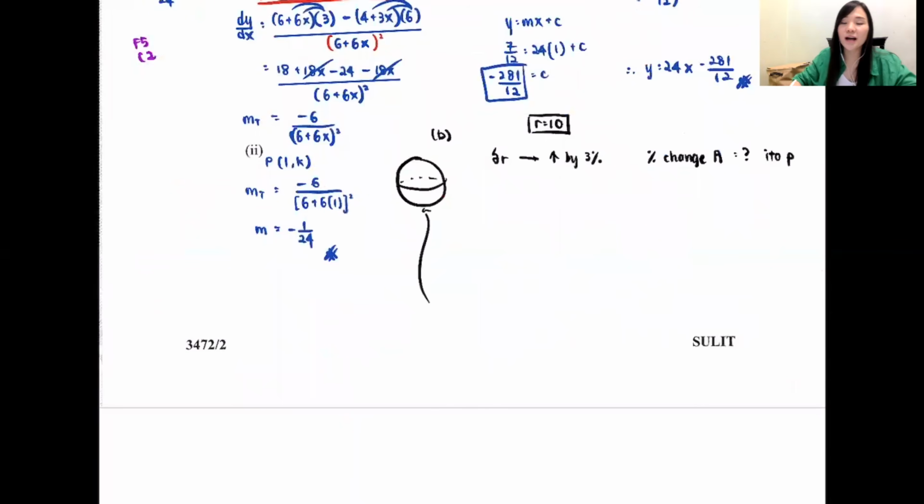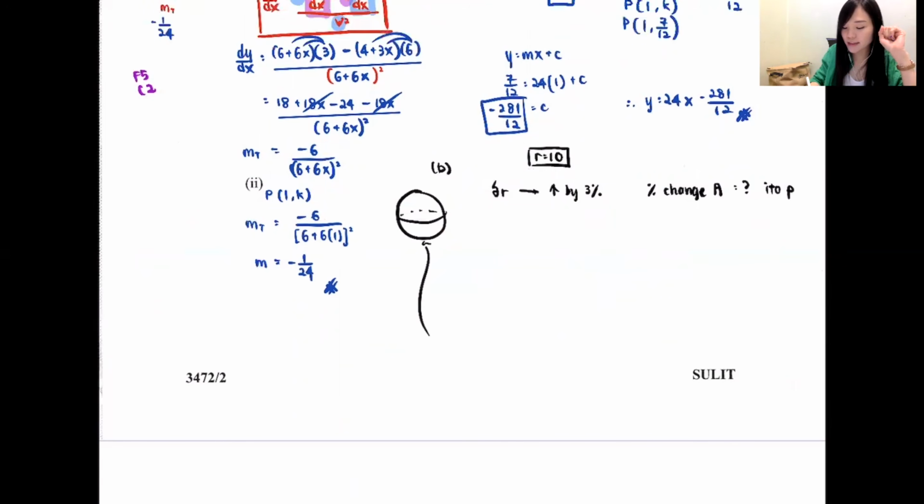Okay, I already read out and wrote out everything here. I hope all of you guys understand so far. I repeat again. They tell me the radius originally is 10. So now the radius will increase by 3%. Then they want to know the percentage change for your area. So how do we do this?